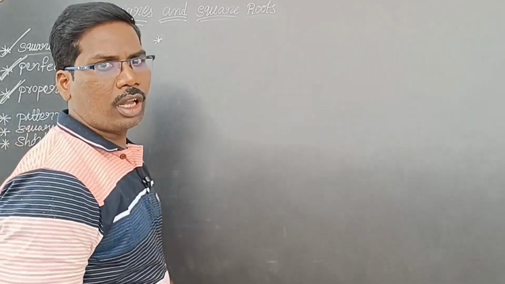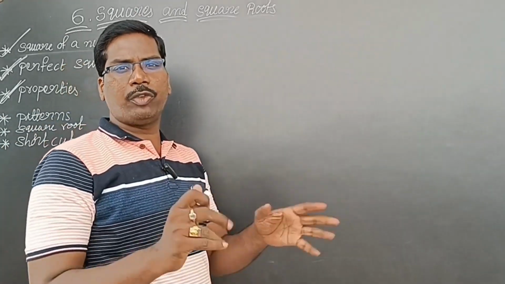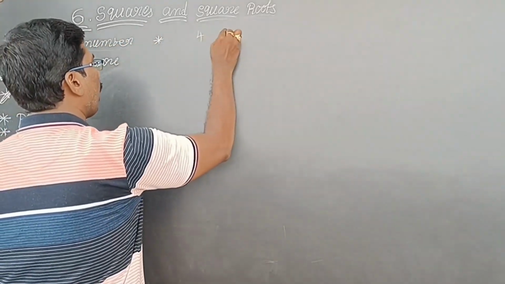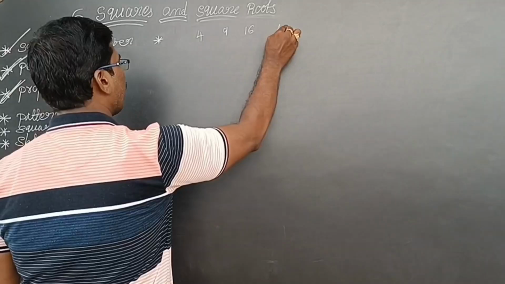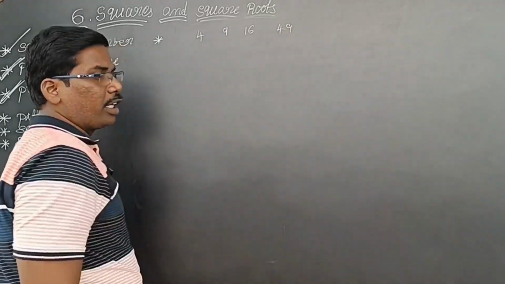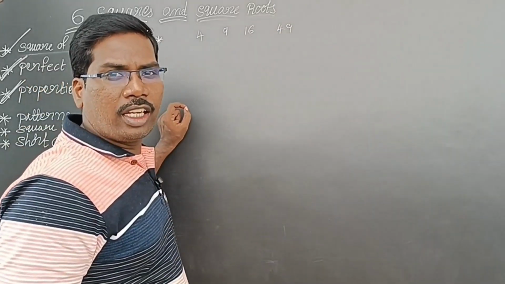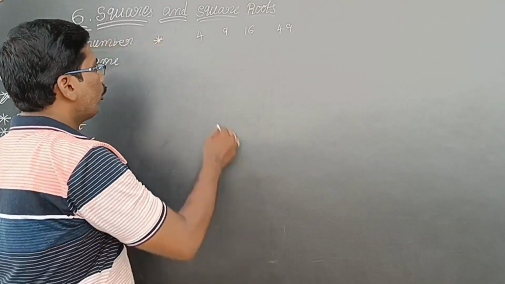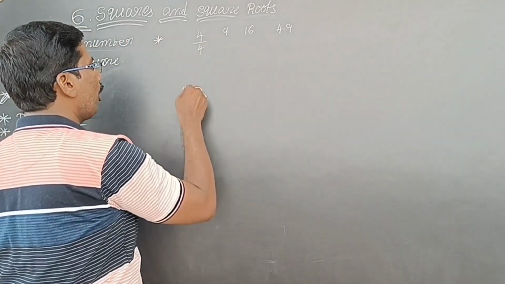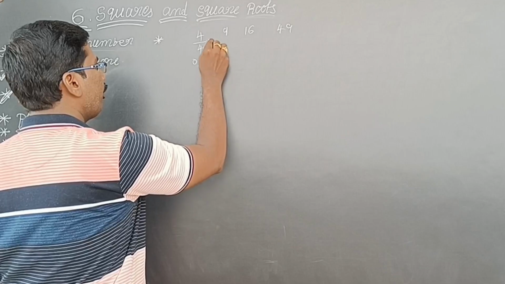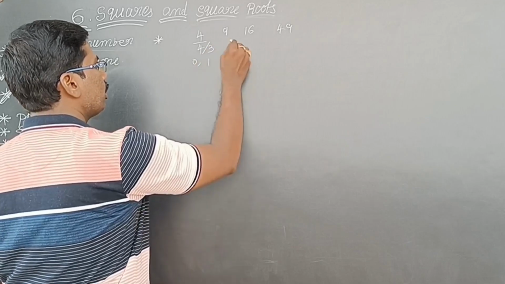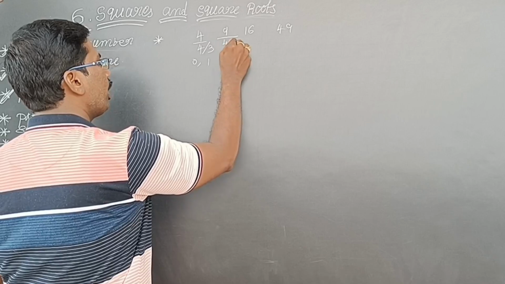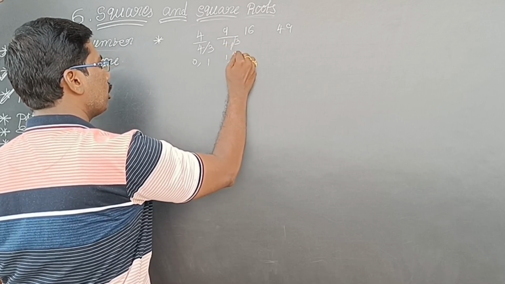Take any square number other than 1, such as 4, 9, 16, or 49. If you divide that number by 3 or 4, you will get a remainder of 0 or 1. For example, if I divide 4 by 4, I get remainder 0. If I divide it by 3, I get remainder 1. Take 9: divided by 4, remainder 1; divided by 3, remainder 0.